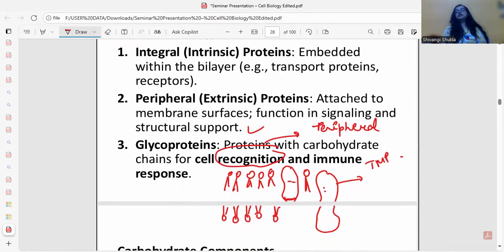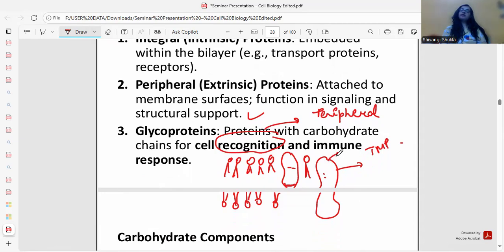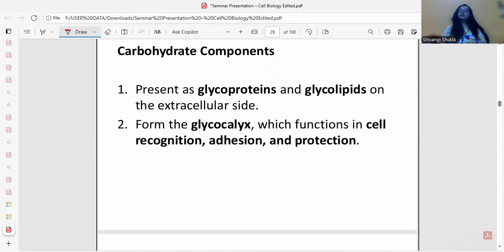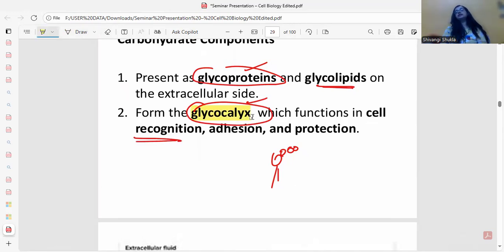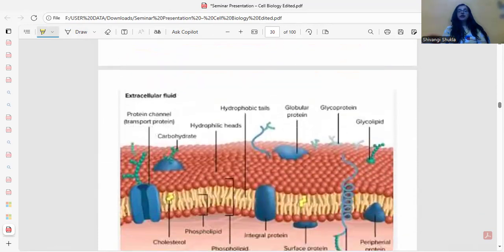They all have different functions. Glycoproteins, okay, some of them have sugar molecules or glycogen molecules attached to them. They are referred to as glycoproteins. So two components can be there. If a sugar is attached to the proteins, it is a glycoprotein. If it is attached to the bilayer, it is a glycolipid. They form the glycocalyx, which functions in cell recognition. This is very important. Function of glycocalyx: it helps in cell recognition, cell adhesion, and protection.